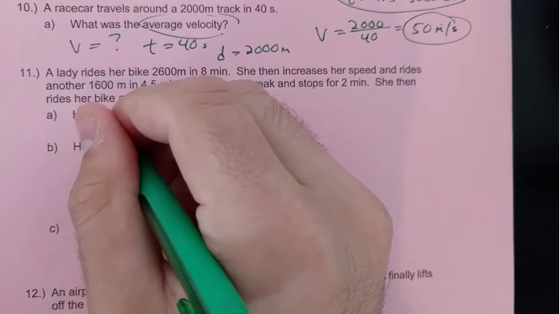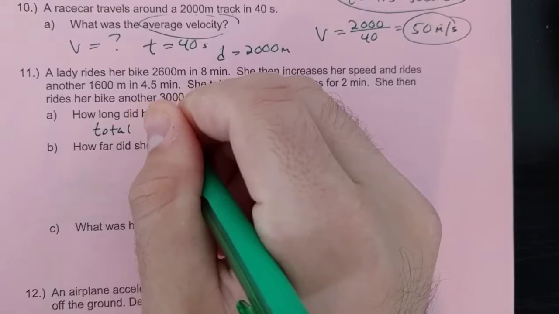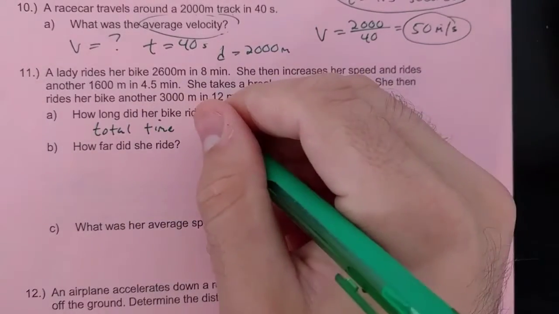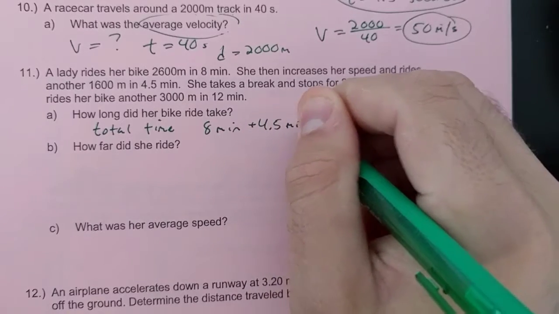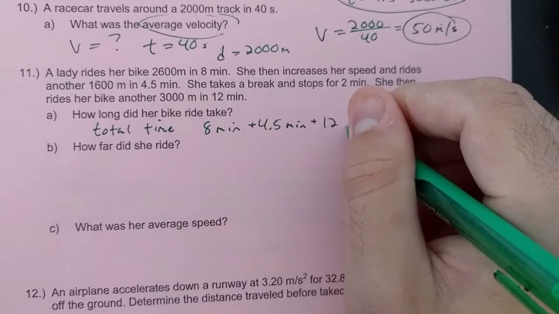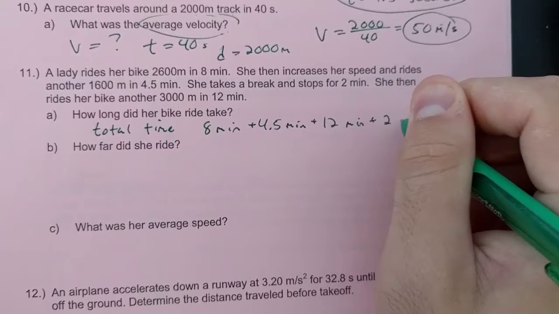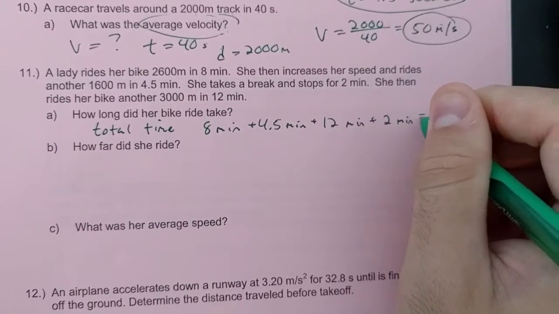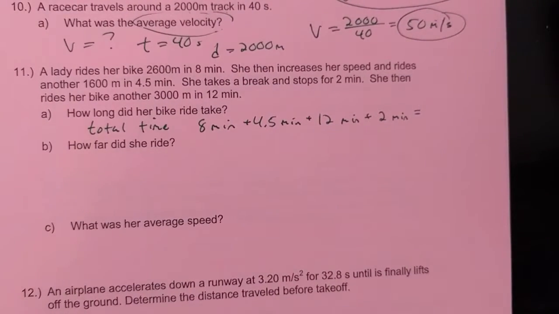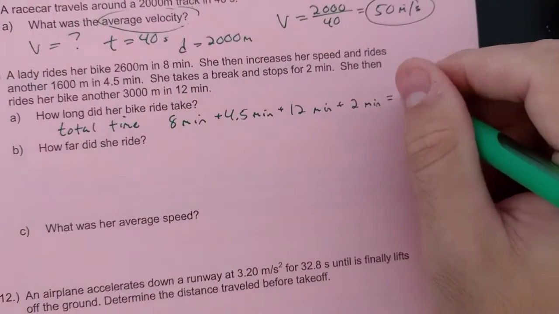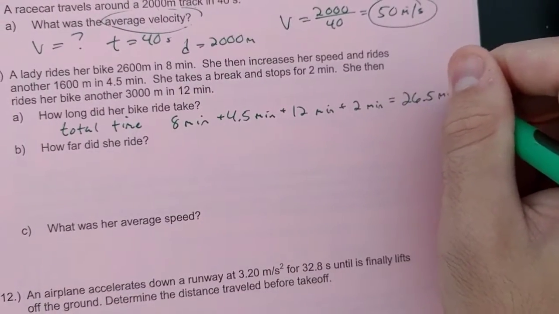So that's total time. So you're simply going to add all the times together. So 8 minutes plus 4.5 minutes plus 12 minutes plus 2 minutes. You might be thinking to yourself, why should I count the break if she's not moving? If you're just doing average velocity from time 1 to time 2, whatever it is, you're counting in the stops in there. So with that total time, you get 26.5 minutes.